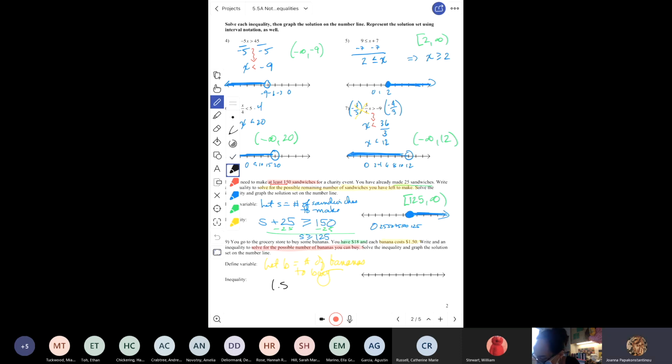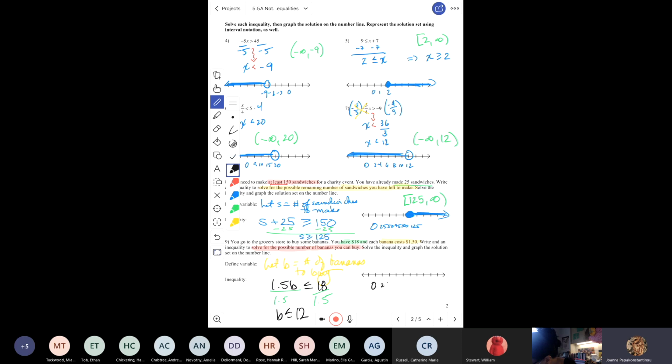Yes, and I'm going to write it in the other order, an equivalent way of writing that. $1.50 for every banana I buy, and I can spend no more, so less than or equal to $18. If I'm solving this, I'm dividing each side by 1.5. And what do I get B to be? B is less than or equal to 12. So I can only buy 12 bananas at most if I want to spend my $18.